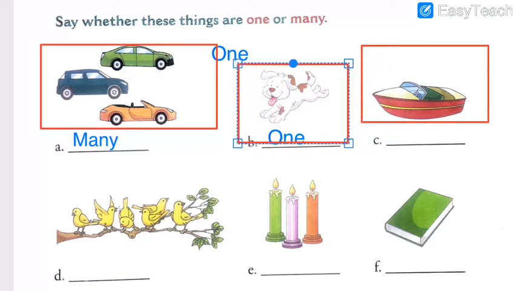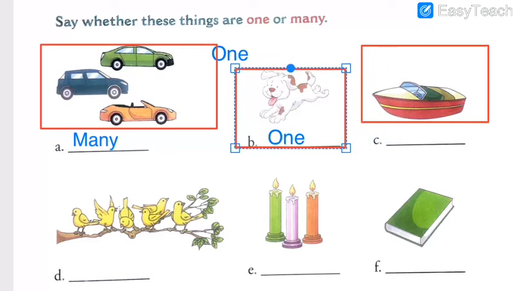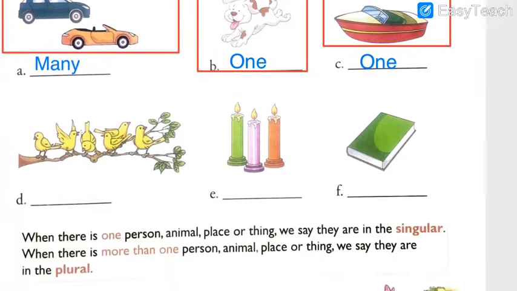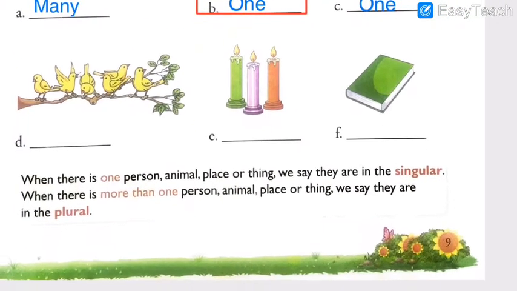I hope you are writing the answers with me. You are not just sitting and looking at the screen. If you solve with me, it will be fun for you. Now you can see we have solved 3 pictures. Car, many cars. Dog, only one dog. Boat, only one boat. Wow, it is very easy, don't you think? Let us solve 3 more.